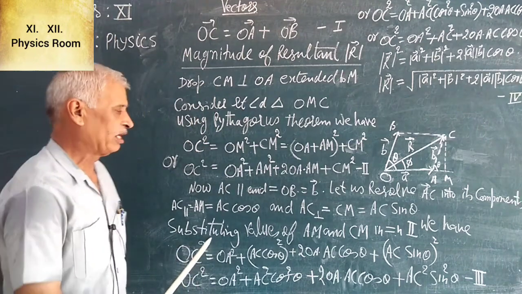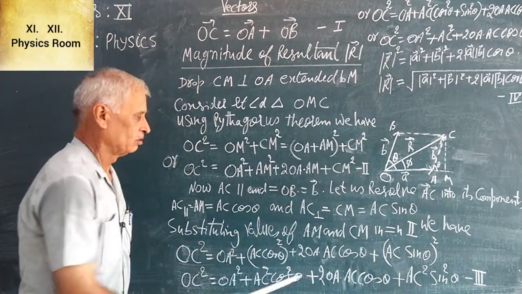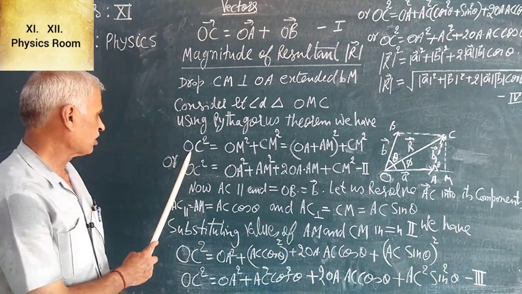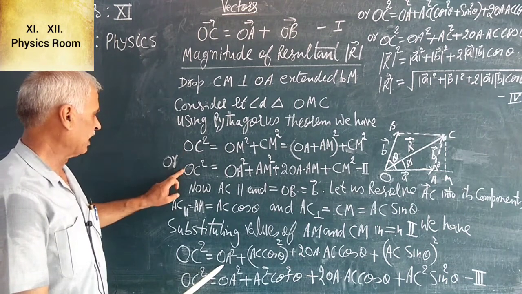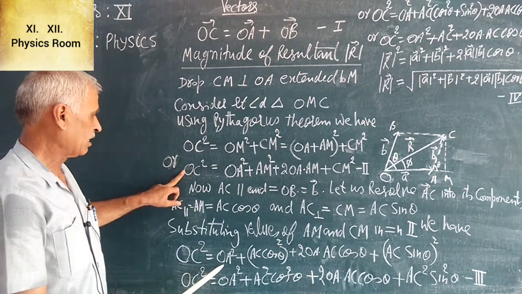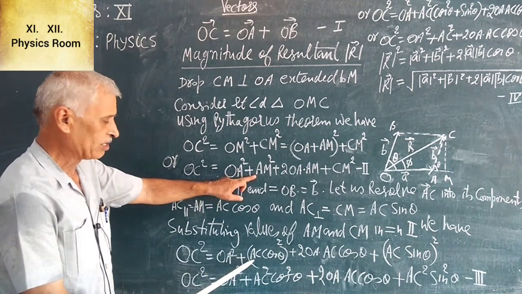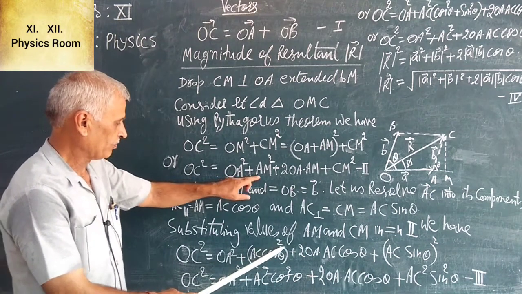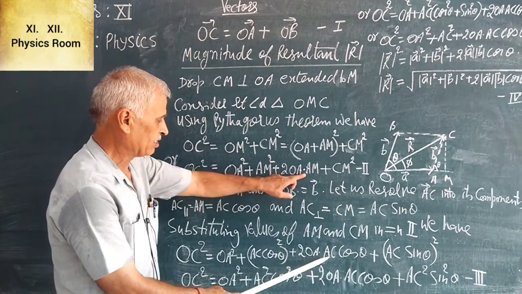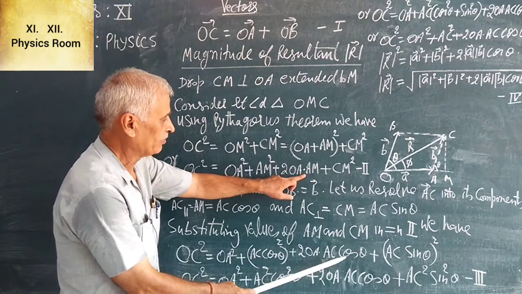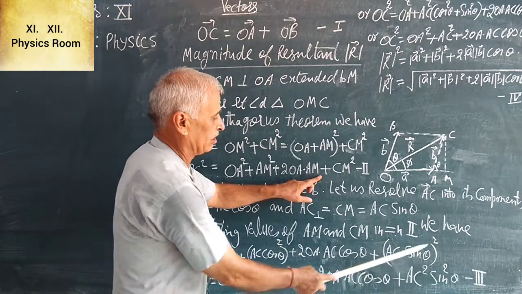Now, substituting the values of AM and CM in equation 2, we find OC square is equal to OA square plus, in place of AM we put AC cos theta whole square, plus 2 OA AM, in place of AM we put AC cos theta, and plus CM square, in place of CM we put AC sin theta square.